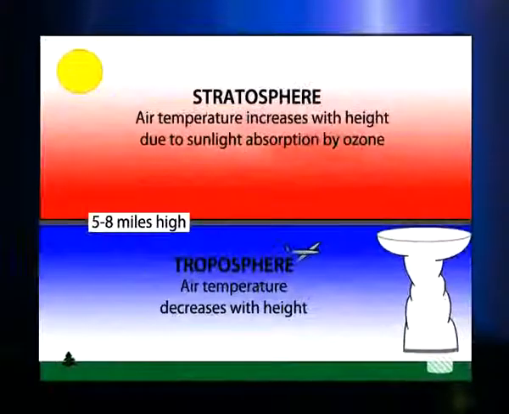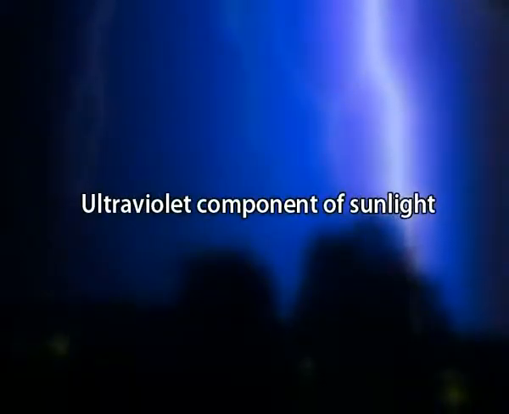Ozone present in the ozonosphere prevents the harmful ultraviolet rays from reaching the Earth, thereby protecting life. Thus, the ozonosphere acts as a protective umbrella. In the stratosphere, temperature increases with height, just opposite to that in the troposphere. The temperature of the stratosphere increases up to 90 degrees centigrade, and such an increase in temperature is due to ozone formation under the influence of the ultraviolet component of sunlight.